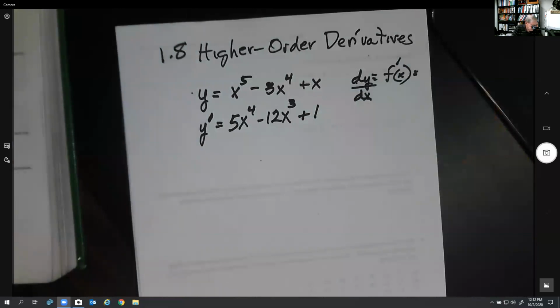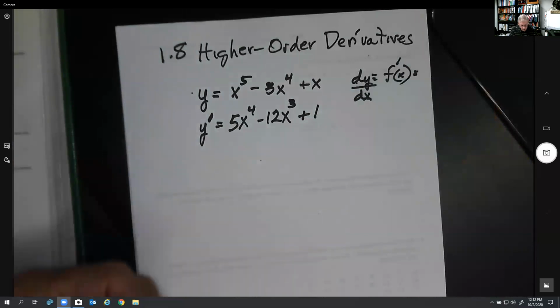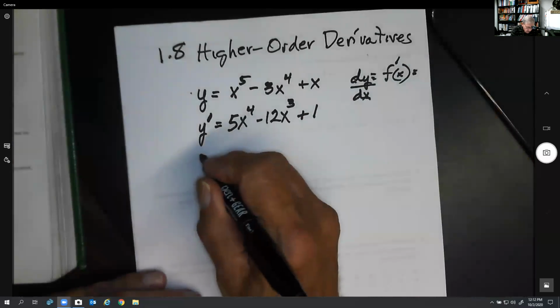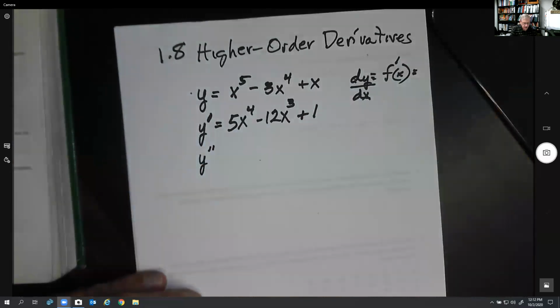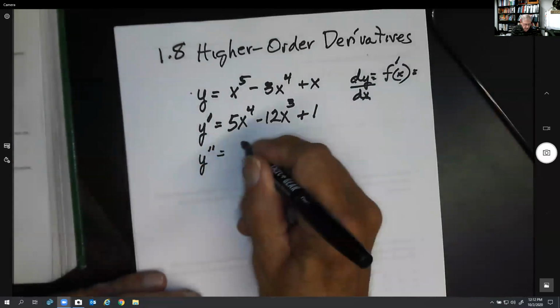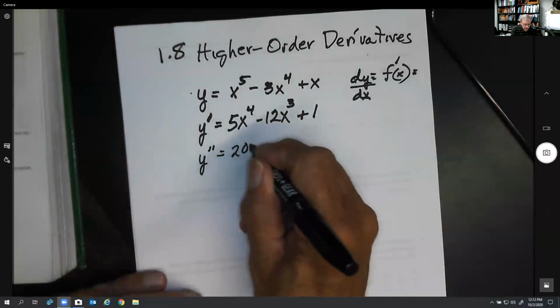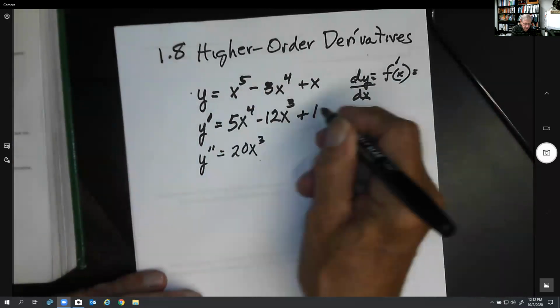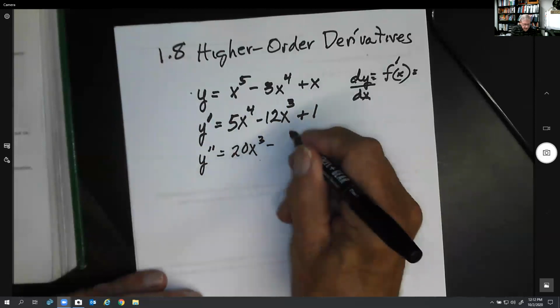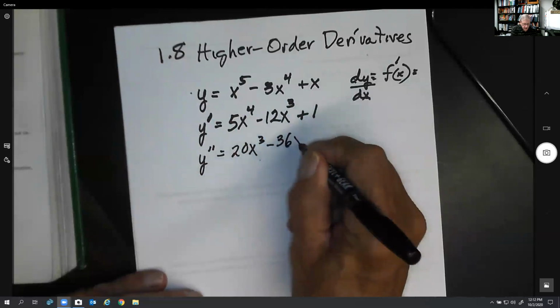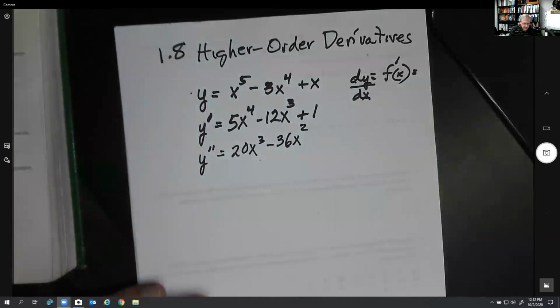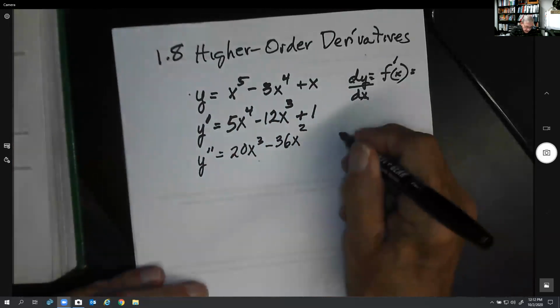Now, let's take the next derivative of this. This is what we mean by higher order derivatives. We take the derivative of the derivative. So we're going to signify this with a little 2 there. And that would be 20x to the third minus 36x squared plus 0. Okay. We could signify it this way also.